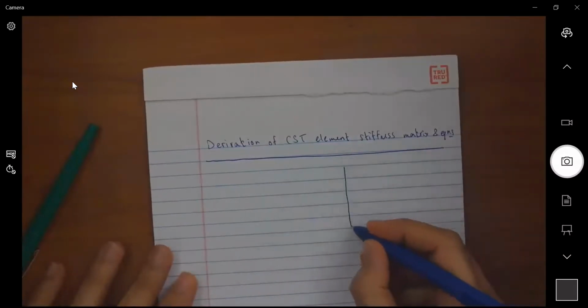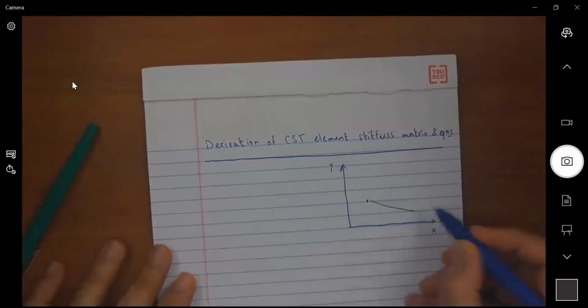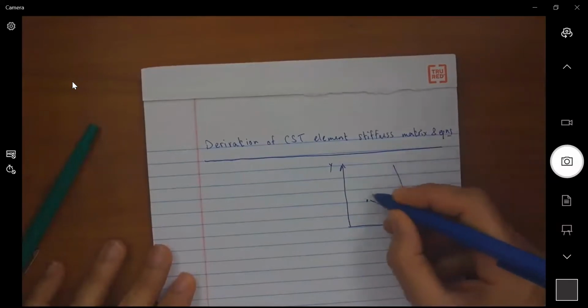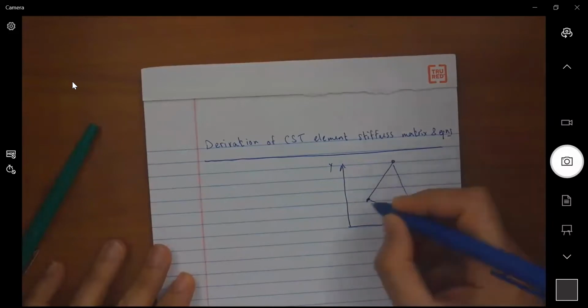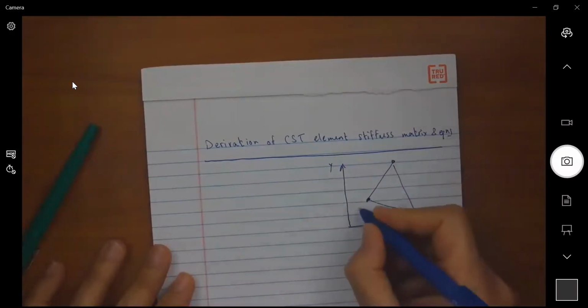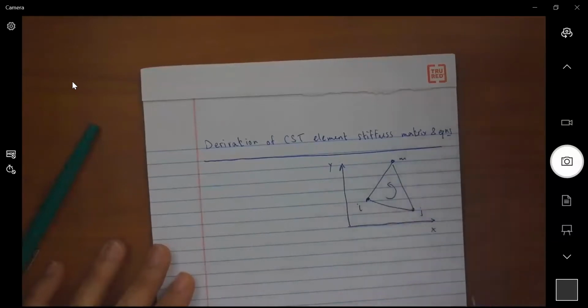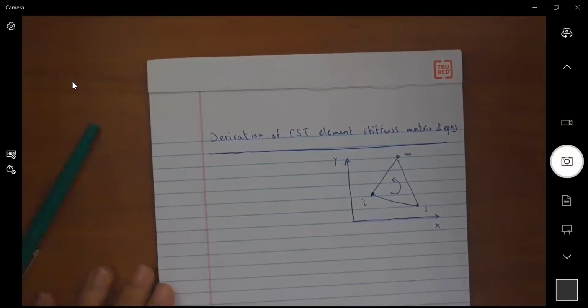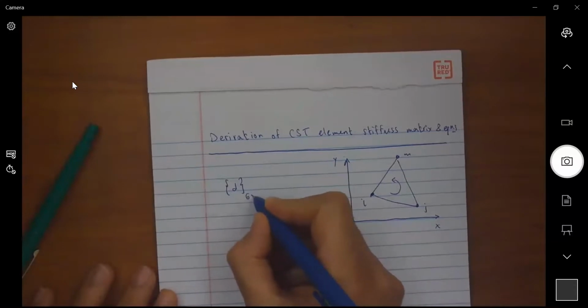So we are working in the XY plane. We were looking at a triangular element, I, J, M. We go in the counterclockwise direction. Each node had 2 degrees of freedom. So we were looking at a D that is 6 by 1.